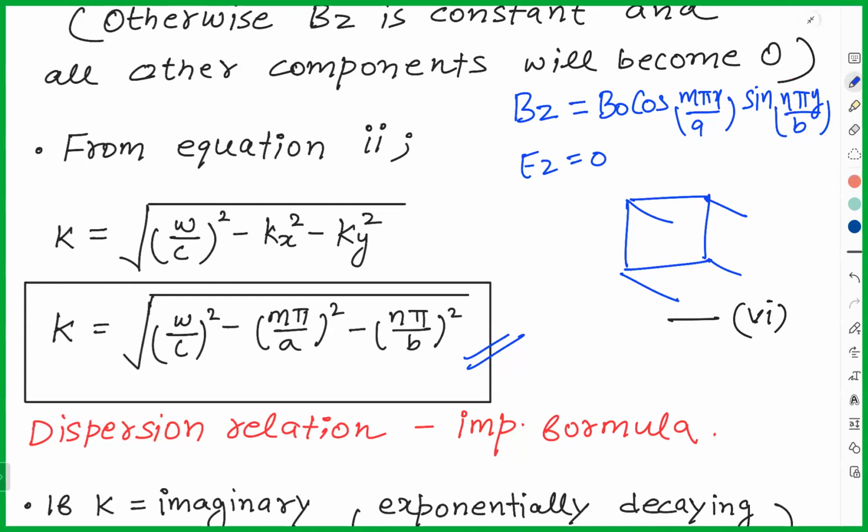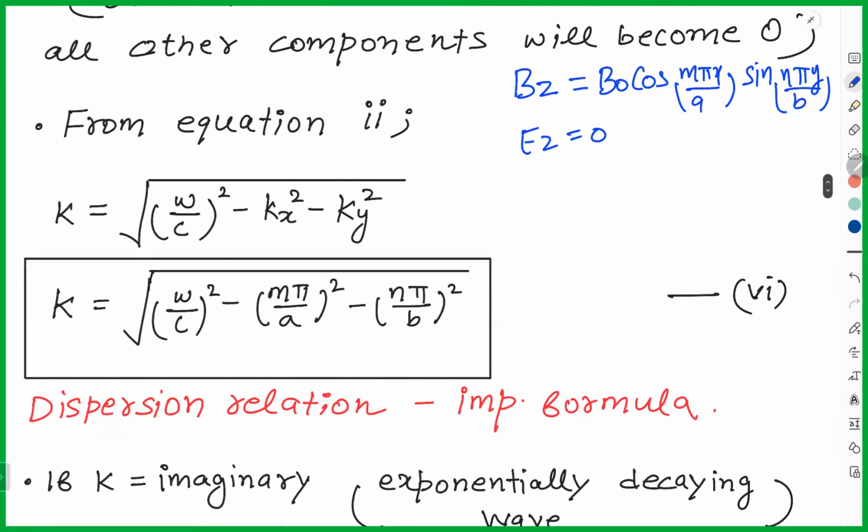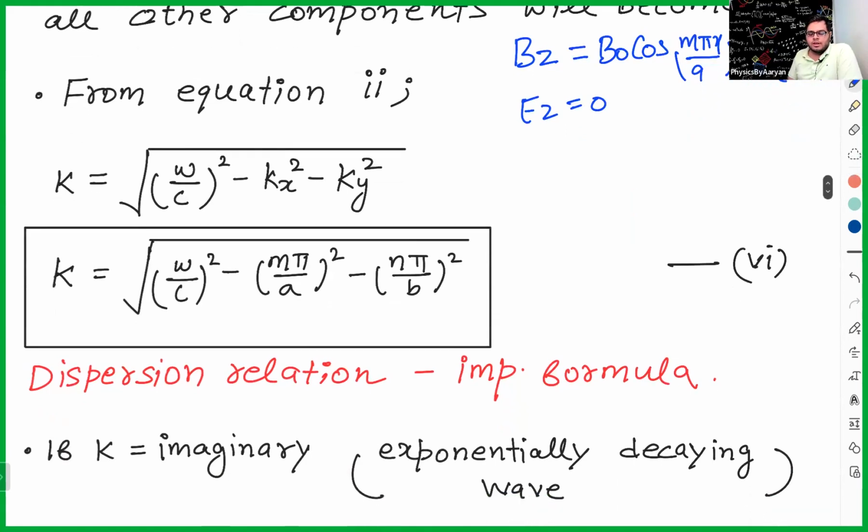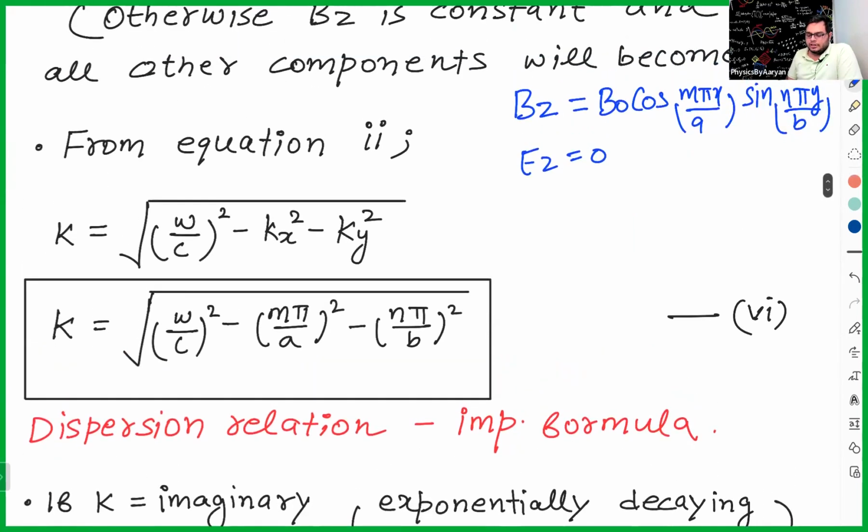Yes, sir, it should be. For every waveguide, there is a cutoff frequency. So it should be like that omega by c square should be greater than this. Perfect. And why is that cutoff frequency there? Because you don't want energy loss. You don't want energy loss.